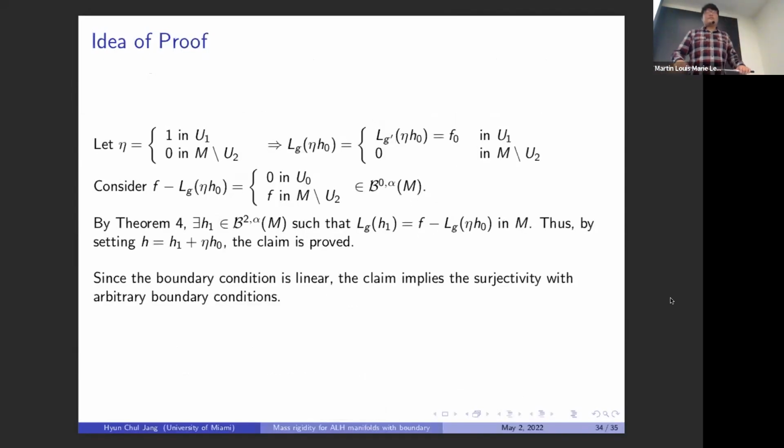But that's just one way to prove it. Maybe one can prove the surjectivity in a more direct way. Yeah, I think that might be possible. You're going to apply Anderson, but you're saying more directly. Yeah, yeah, I think that might be possible.